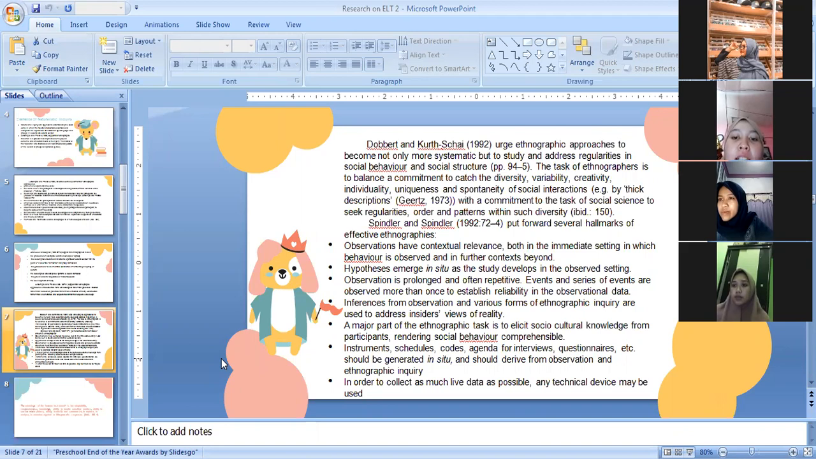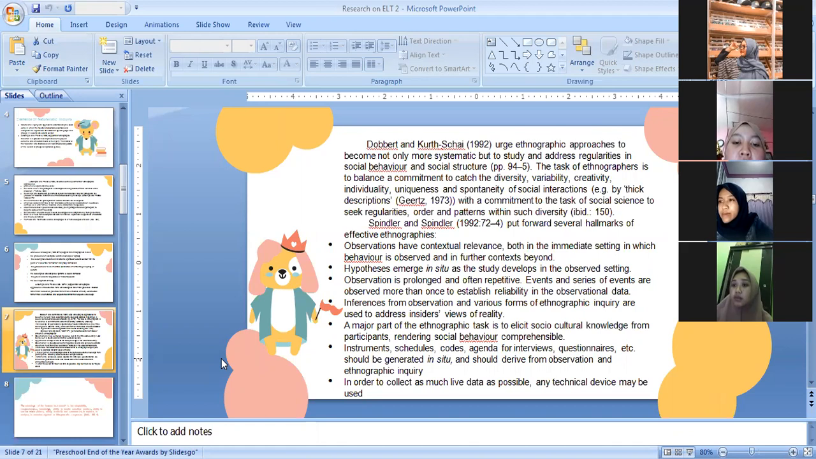Spindler put forward several hallmarks of effective ethnographies. First, observations have contextual relevance, both in the immediate setting in which behavior is observed and in further context beyond. Second, hypotheses emerge in situ as the study develops in the observed setting. Third, observation is prolonged and often repetitive. Events and series of events are observed more than once to establish reliability in the observational data.